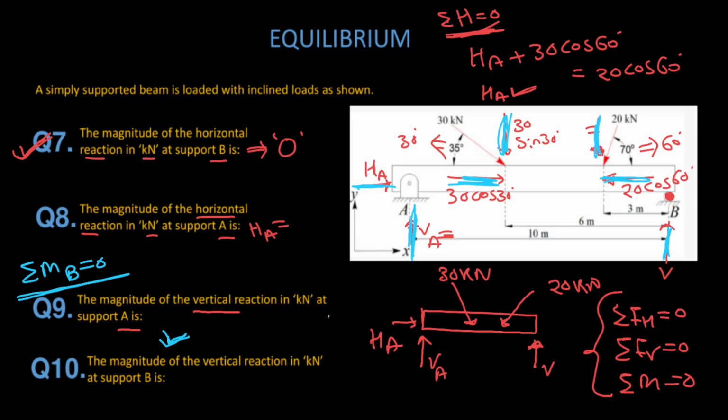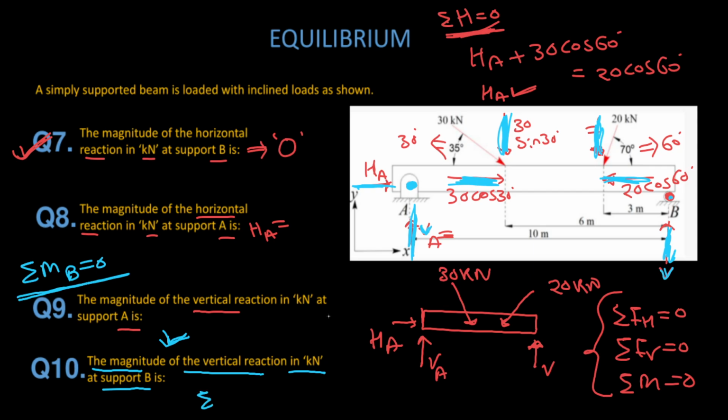Then in the next question it is asked the magnitude of the vertical reaction in kilonewton at support B. For support A's vertical reaction I was taking the moment about B. For this value I need to take moment about this point, so that the moment due to these two forces will be cancelled out. HA and VA will have zero moment about this point. But the vertical force and the other forces, these are forces 1, 2 and 3. These three will give moment, and these two also pass through the same point, so no moment due to these 3, 4 forces. So only 3 forces will give moment.